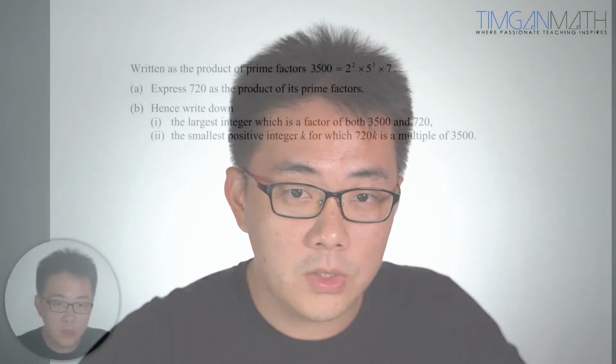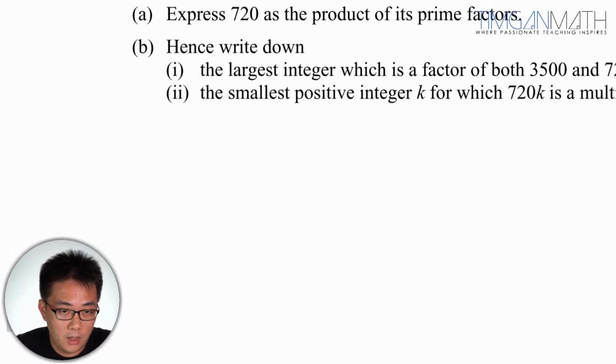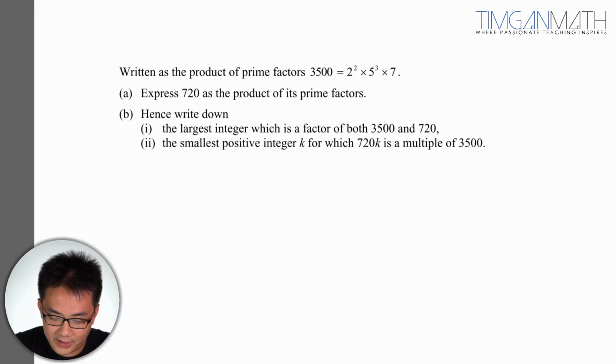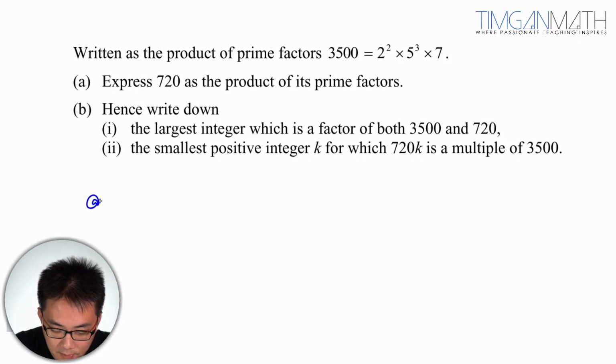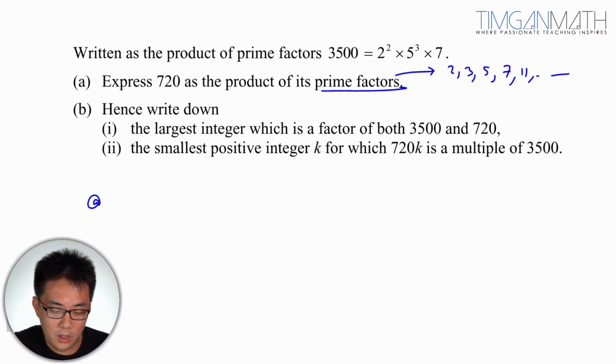Hi students, let's look at this question here, which is on the application of prime factorization. So I think the first part is pretty okay. The first part: express 720 as a product of its prime factors. Same thing, what we're going to do is just put this as 2, 3, 5, 7, 11, and so on, right?